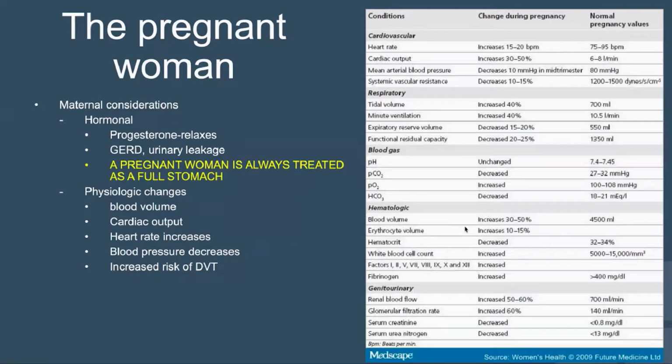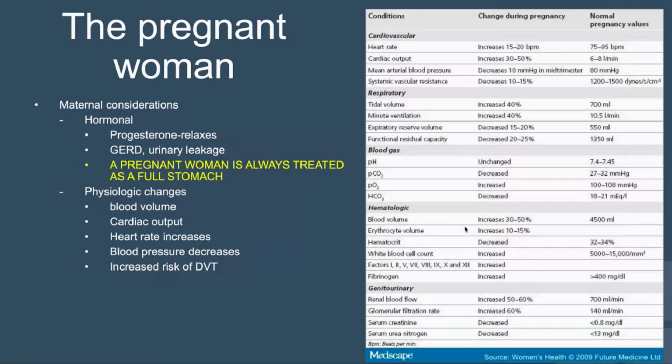Dropping the hemoglobin level about 2 points. Also looking at an increased cardiac output, heart rate increases, and you have a concurrent blood pressure decrease. All of these changes, in association with more direct changes to factors in the blood, lead to an increased risk of deep vein thrombosis, pulmonary embolism, and stroke associated with a prothrombotic state in the pregnant woman.